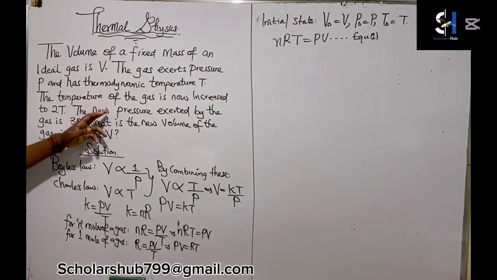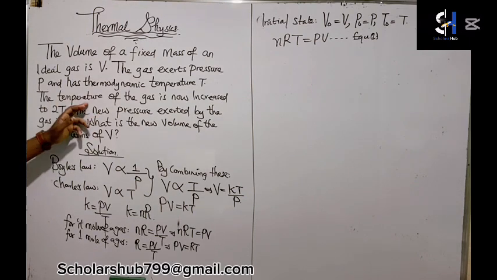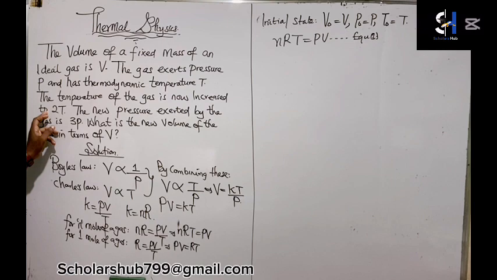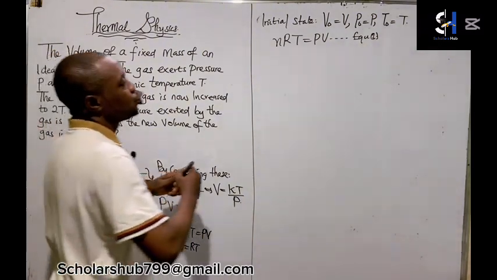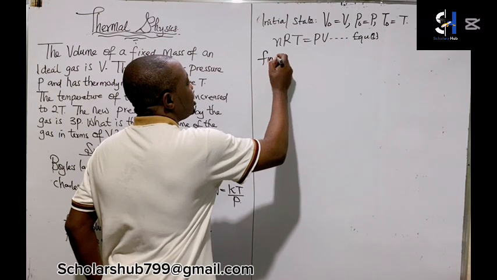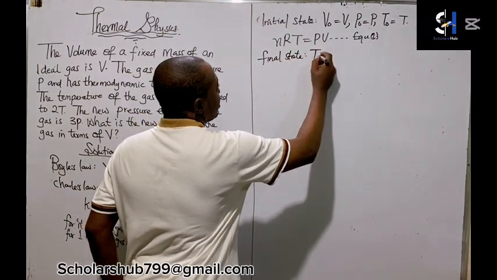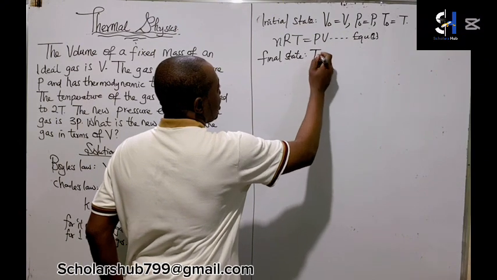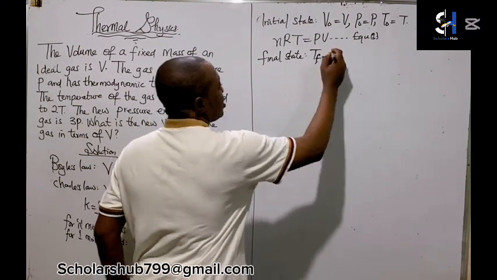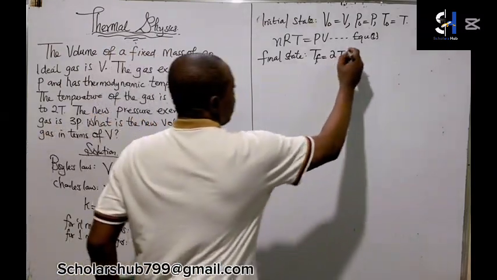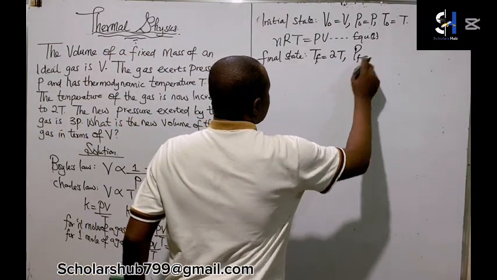All right, so we have here that the temperature of the gas is now increased to 2T. Now, in the final state, the final temperature is 2T. Now the final pressure, what is the final pressure?